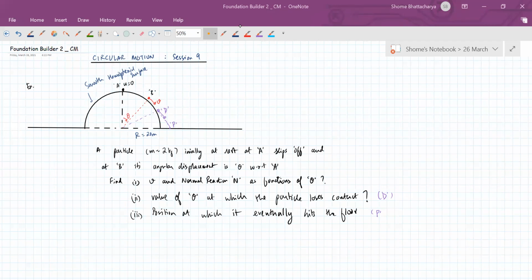So after completing this problem and couple of more problems, we will probably in about half an hour's time, we will switch to doubt solving from H.C. Verma for circular motion. We'll try to complete the doubts today so that next lecture we can move on to the next chapter.